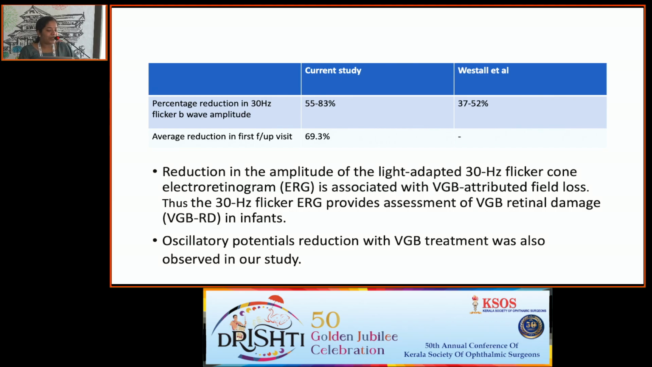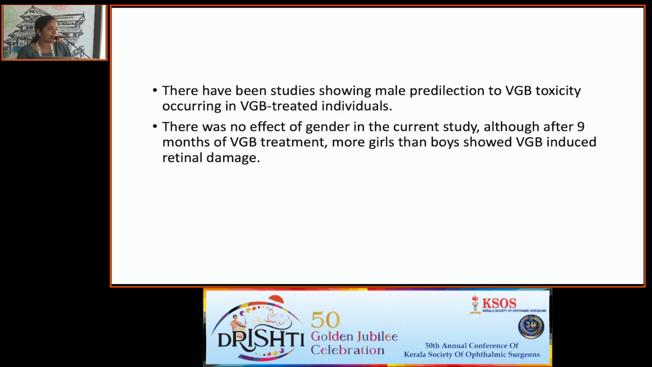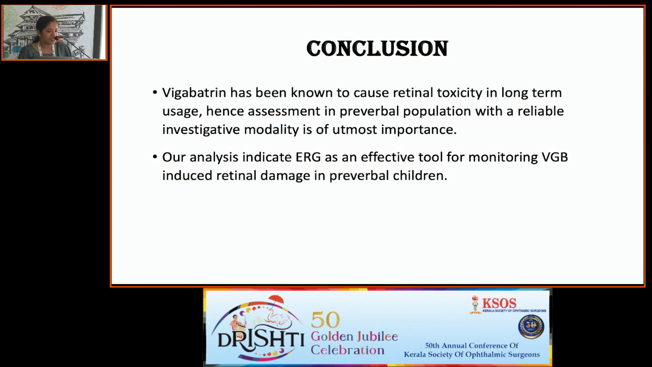Reduction in the amplitude of the light-adapted 30 Hz flicker cone electroretinogram is associated with vigabatrin-attributed field loss, so it provides an assessment of retinal damage. Oscillatory potential reduction with the vigabatrin treatment was also observed in our study. There have been studies which show male predilection in vigabatrin-induced retinal toxicity, but this was not observed in our study.